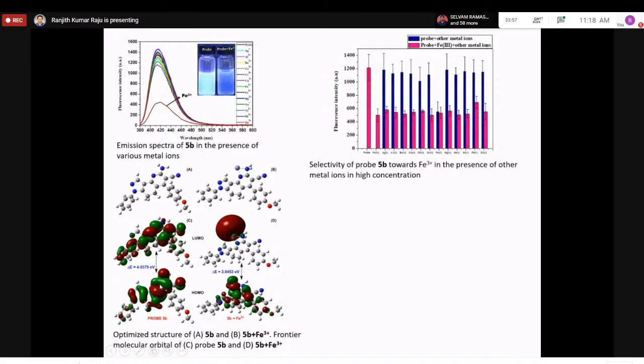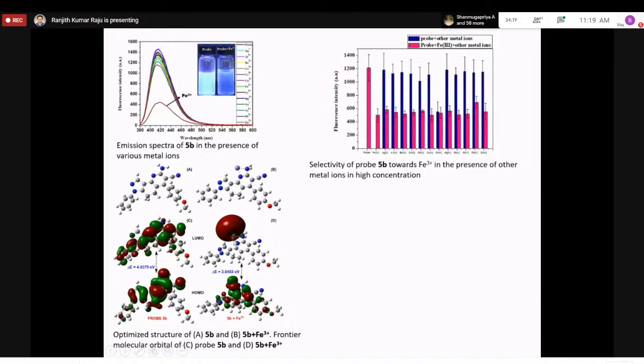You can see the distribution of the HOMO and LUMO. So there is a slight ICT involved here. That results in the fluorescence, which was quenched because of the interaction between the amine group and the ion here. So this inhibited the ICT, and the fluorescence was totally quenched in the case of Fe3+ alone.